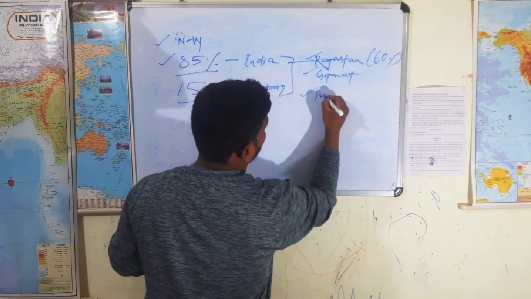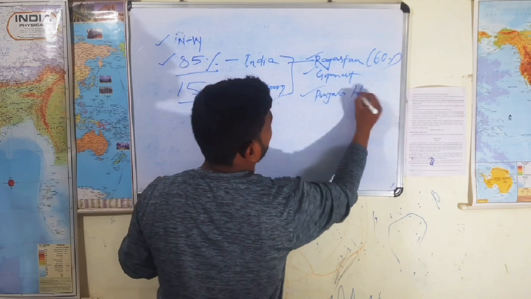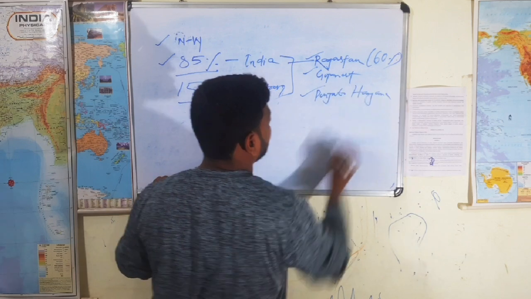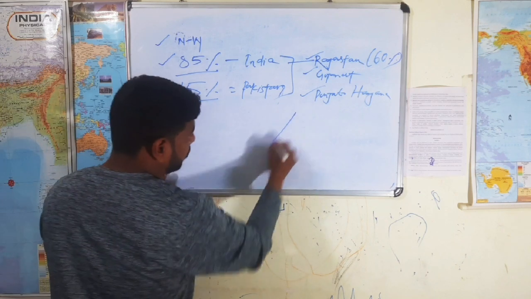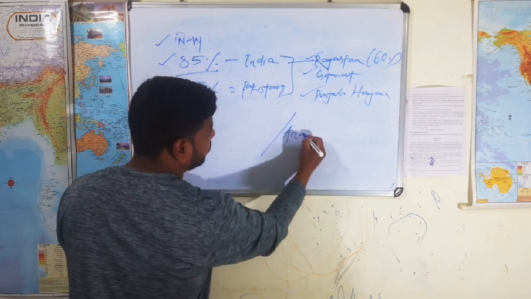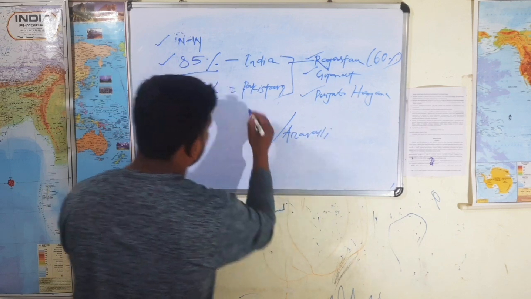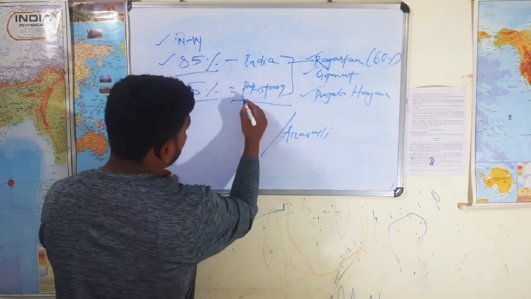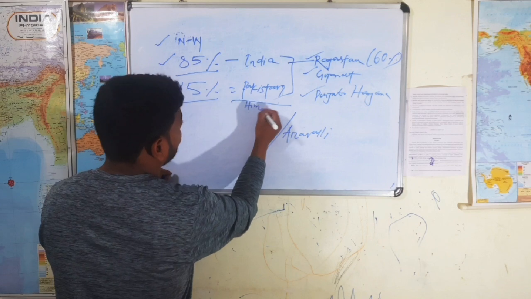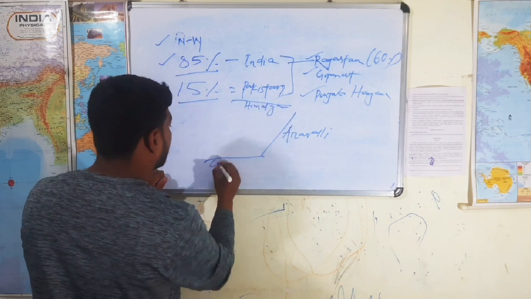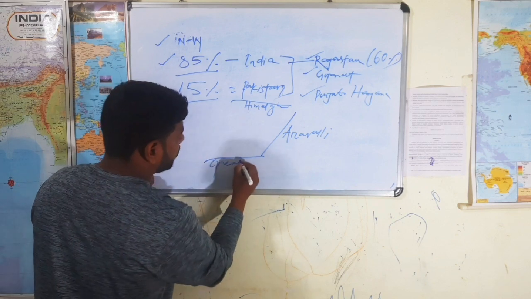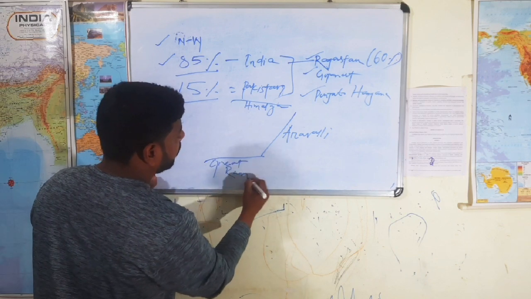Then in the northern part, Punjab, Haryana, etc. Clear? The Great Indian Desert: in the eastern part, the Aravalli range is there. In the northern part, the Himalayan range is there. In the southern part, the Great Rann of Kutch.